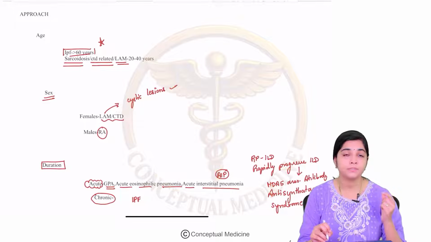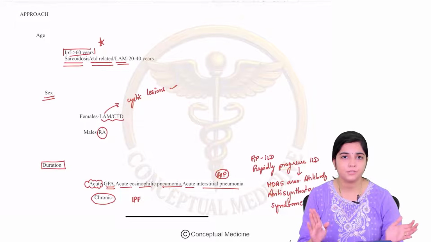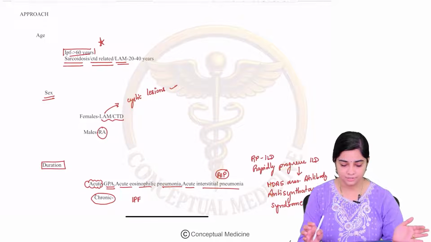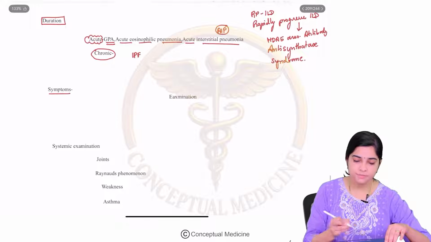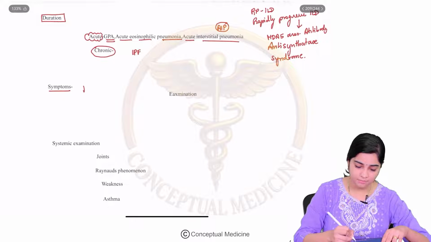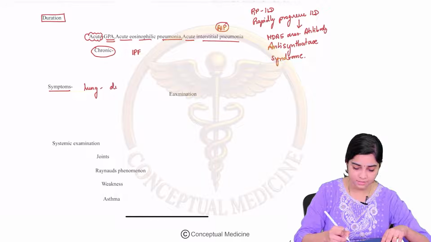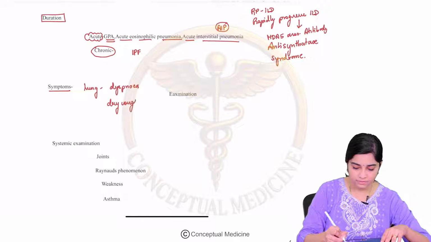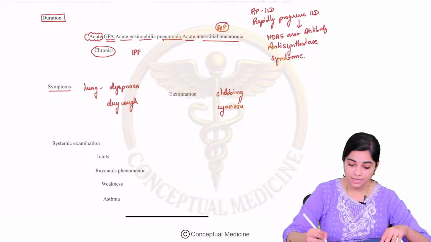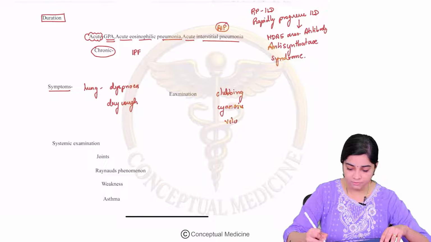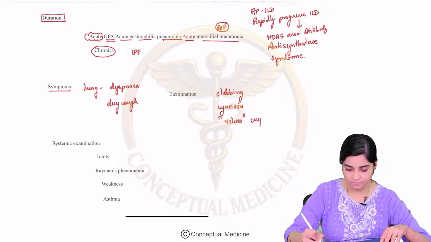Okay. So remember, whenever you take history or whenever you approach a patient of ILD, you should look at the age, you should look at the gender predisposition, you should look at the duration of illness. Then, what are the symptoms with which they can present, right? Pertaining to the lung specifically, they are going to present with dyspnea and dry cough. On examination, of course, you will find evidence of clubbing, you can find evidence of cyanosis in advanced diseases, and you can find evidence of your Velcro-like crepitations.